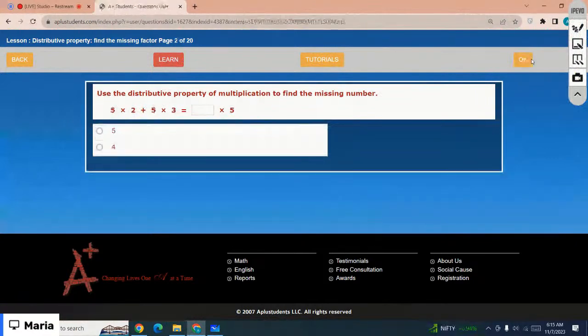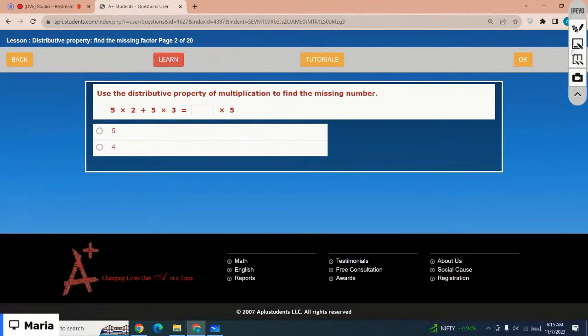Okay, the next one is use the distributive property of multiplication to find the missing number. Okay, which number is missing? Think and then answer. Which number is missing? Very good. 5 is missing.